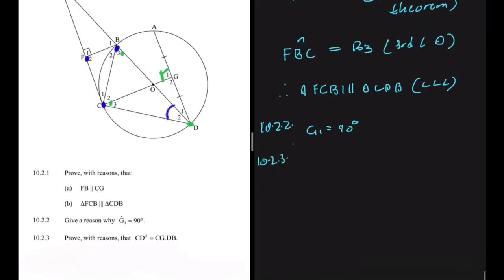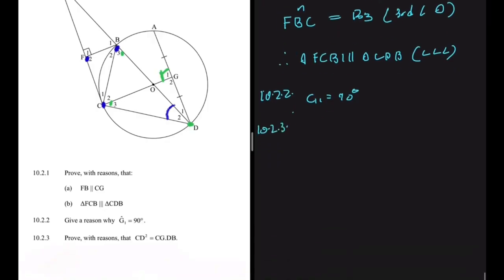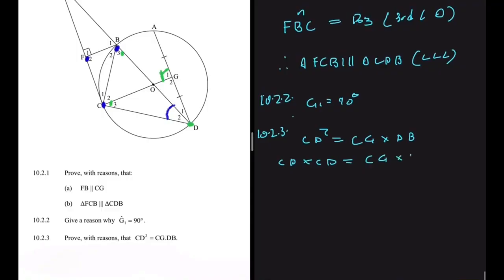10.2.3. Let's prove with the reasons why CD squared is equal to CG multiplied by DB. So what I like doing here is to write CD squared as CD multiplied by CD being equal to CG multiplied by DB, just to have a bit of clarity. Let's go ahead and highlight these sides so that we can see which triangles we're interested in. So I'm just gonna remove all that.